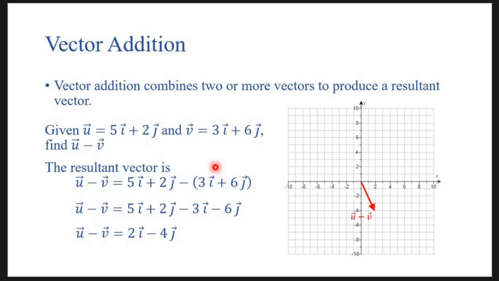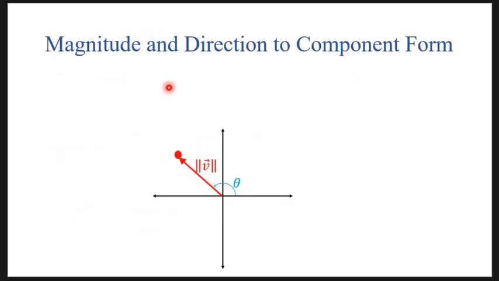So the next objective is going to be, given the magnitude and direction, we're going to convert to component form. So here I have a vector with its magnitude and its direction, and I want to convert it to the component form. I want to know the values of a and b from that ordered pair, which is the terminal point of the position vector.